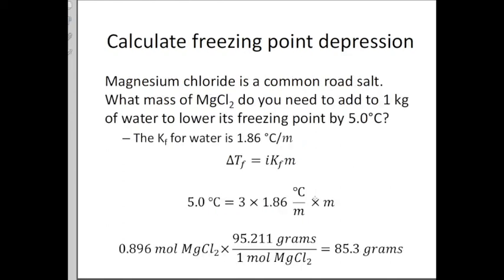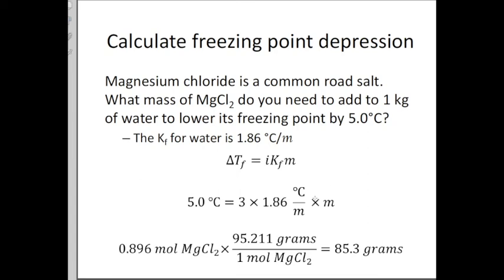So we'll go ahead and do a practice problem for this, calculating the freezing point depression. This is important because we actually use this colligative property in the winter when we're salting the roads. Magnesium chloride is a common salt that's used in the winter to lower the freezing point of ice that's on the road to make it liquid again. So this question is asking us what mass we need to add to 1 kilogram of water to lower its freezing point by 5 degrees Celsius.